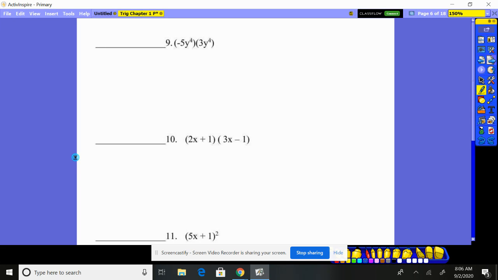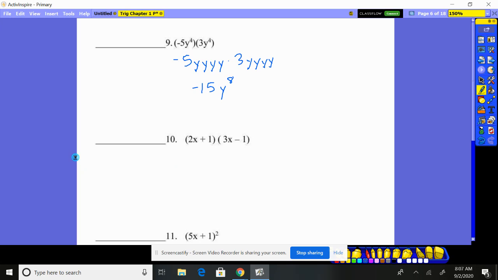Number 9. Well, if I look at this, it's negative 5y times 3y^7. Negative 5 times 3, negative 15. y to the 8th. There's your answer for number 9.